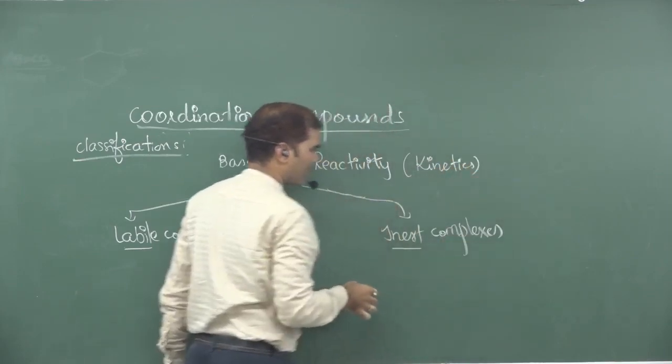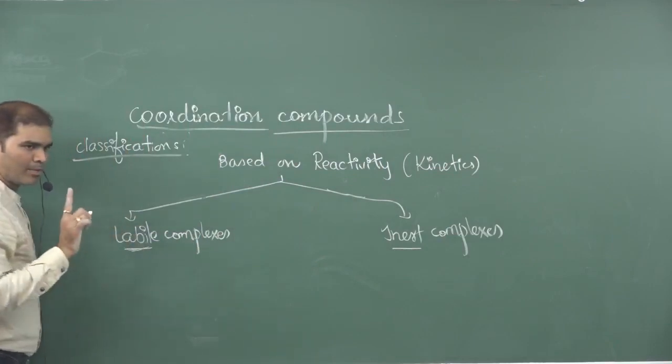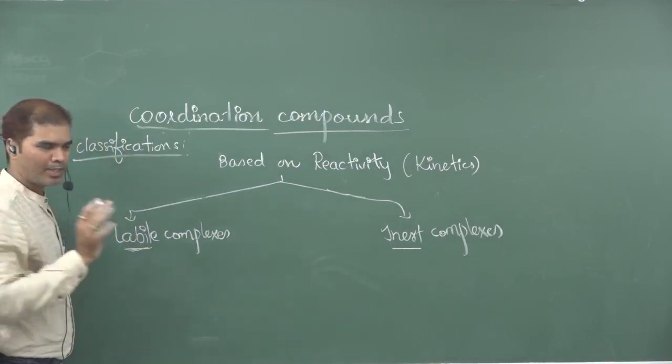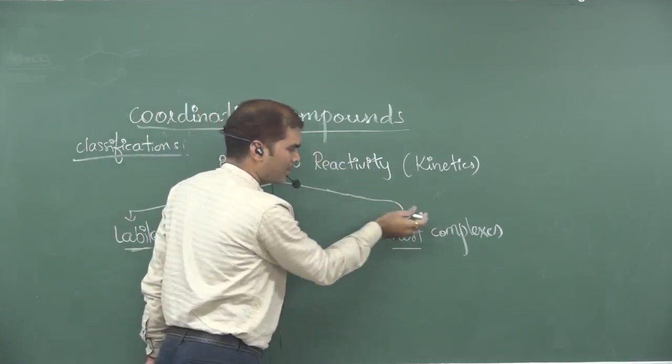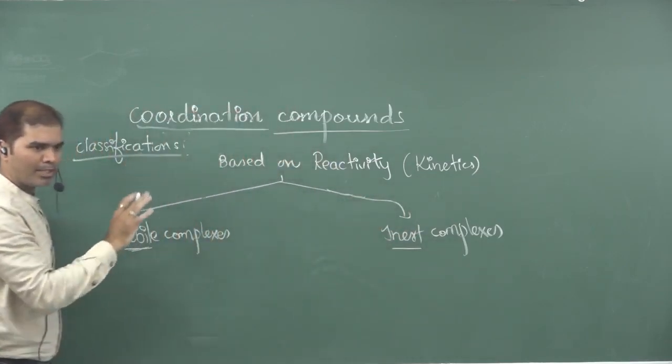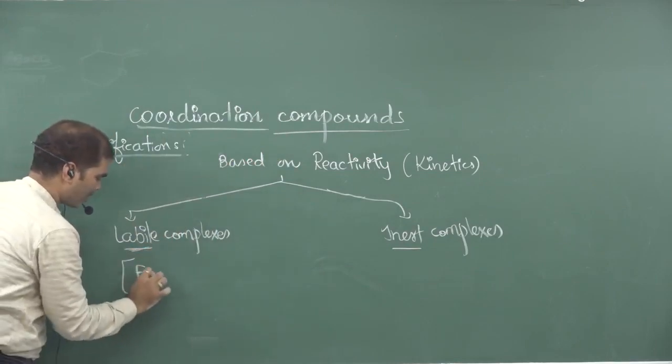Whichever complex reacts at a very fast rate, we call it a labile complex. This will come across in reaction mechanism. Don't bother, there we have to discuss separately. Here I am just classifying them on the basis of reactivity. One we call a labile complex. An example you can take.